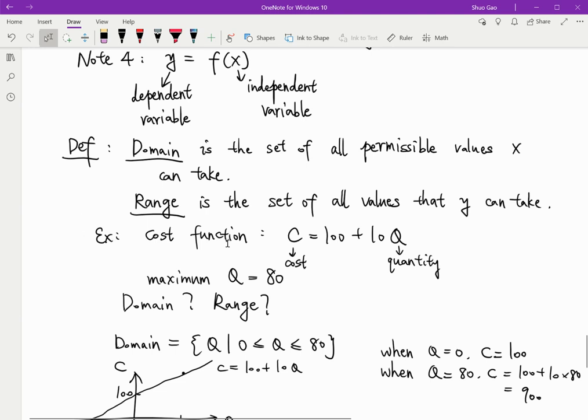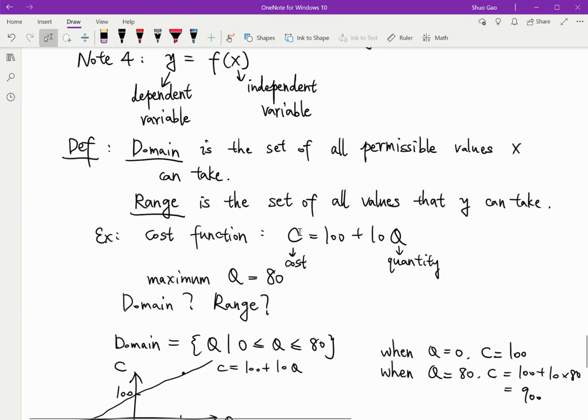So for example, I have a cost function here. The cost function is C, which is the cost, equals 100 plus 10 times Q. Q is the quantity. So the cost function means that a factory can produce a quantity Q of goods, and the more quantity you produce, the higher the cost you will have. So cost and quantity are positively related, and they have a relation like this.